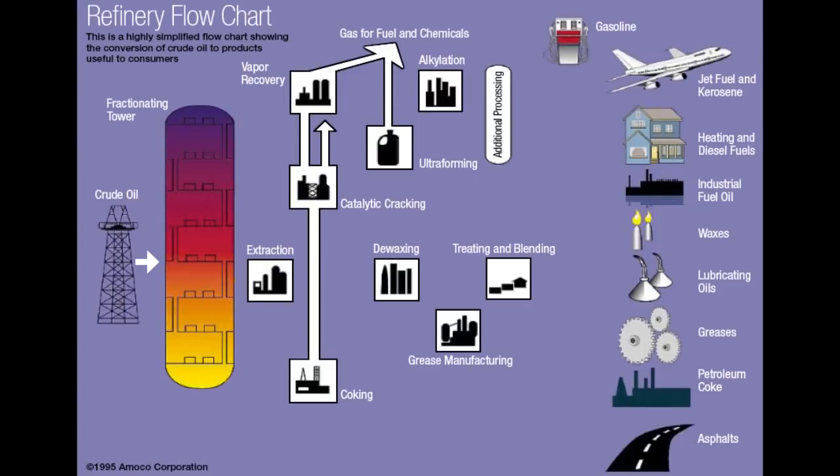Let's follow what happens to different distillation fractions coming from the distillation column. First, the vapor product from the top is sent to the vapor recovery unit and separated into gasoline and LPG, that's liquefied petroleum gas. You can see the ultra forming, we call now the process catalytic reforming, is involved to make a high octane gasoline. And see that additional processing is also needed to remove sulfur from these products, LPG as well as gasoline.